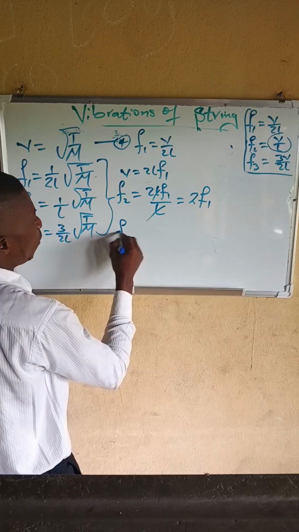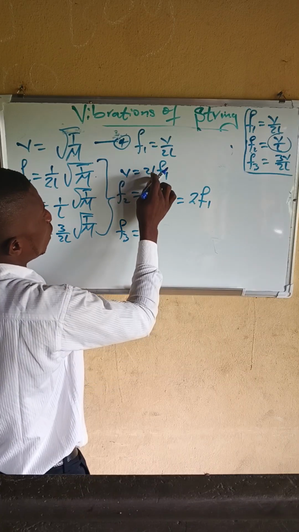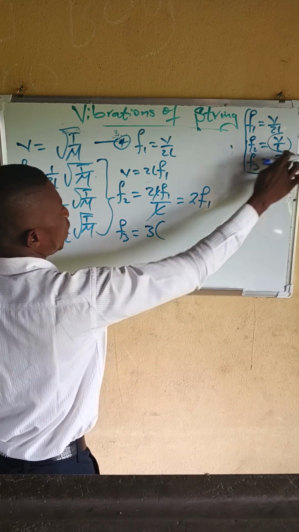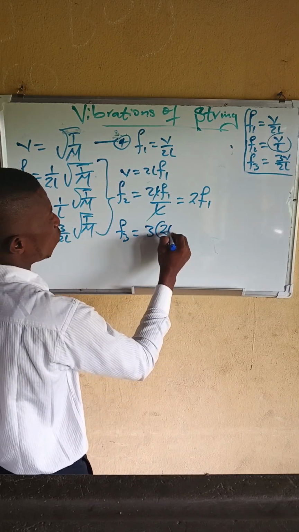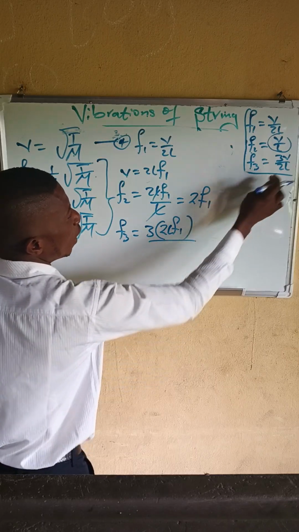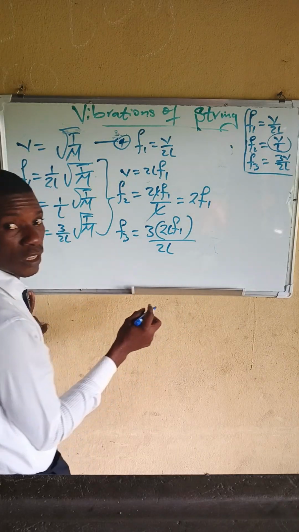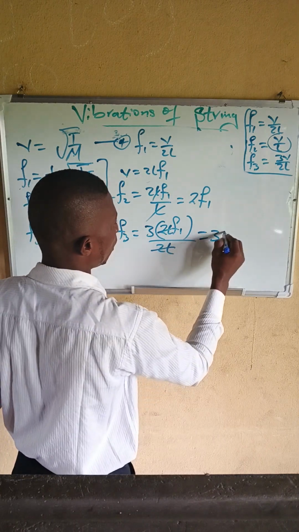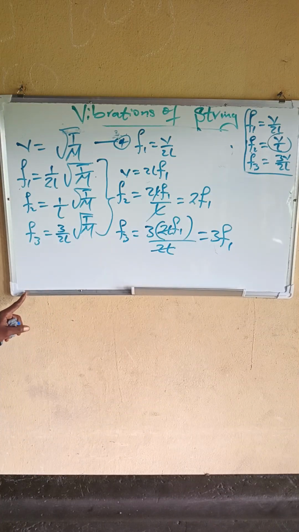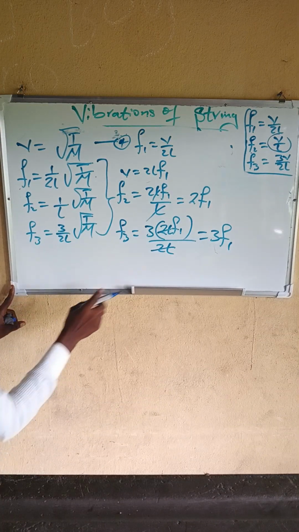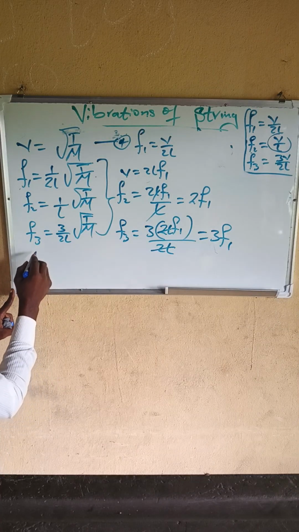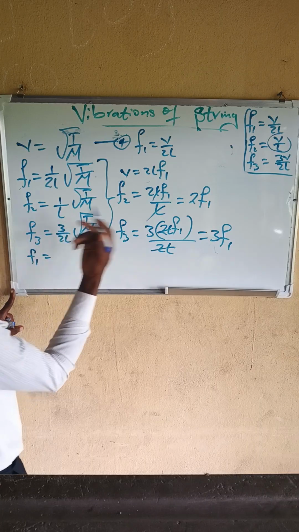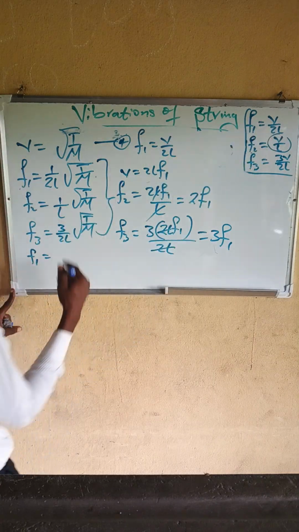Now, also, wherever I see V here, I'm going to substitute this term. So F3 is 3 into V. This V is this term here, which is 2L F1 over 2L. Now 2L will cancel 2L, which will give me 3F1. Now, finally, my F1 is equal to this term here, or this term, whichever.